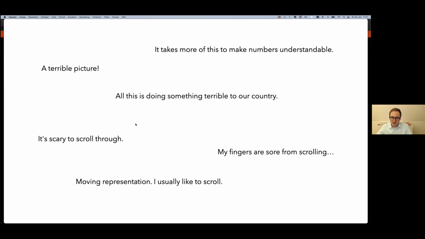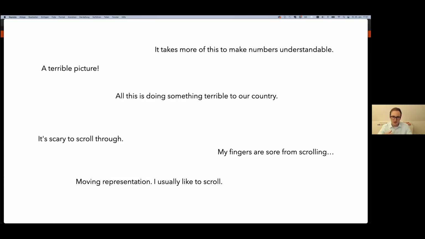And you can, for example, see this one here, "my fingers are sore from scrolling," which means they are interested to scroll because they want to see what's coming next, but they really feel that they generate more deaths on their screen, and that these deaths then are really burned into the screen. And yeah, so I usually like to scroll. So this scrolling thing really worked out, it seems, in the end.